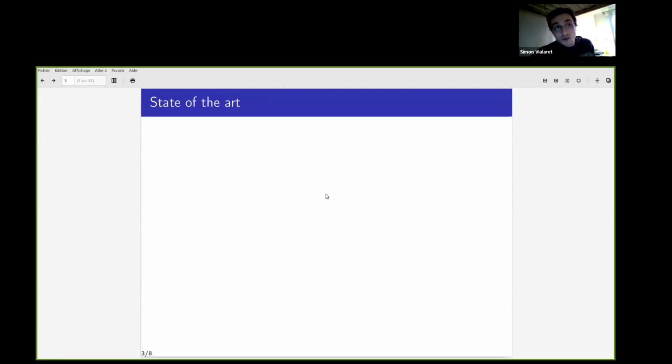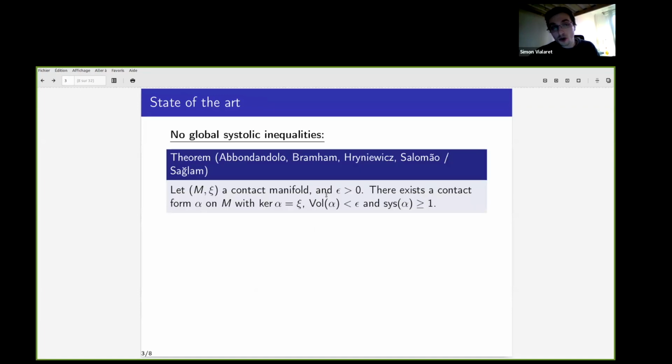So let me tell you a few things that we know. First, we know that there is no global systolic inequality. It's a theorem of Abbondandolo, Bramham, Hryniewicz and Salomão in dimension 3, and of Murat Sağlam in higher dimensions, which says the following: the class of all contact forms on any given contact manifold does not satisfy any systolic inequality.